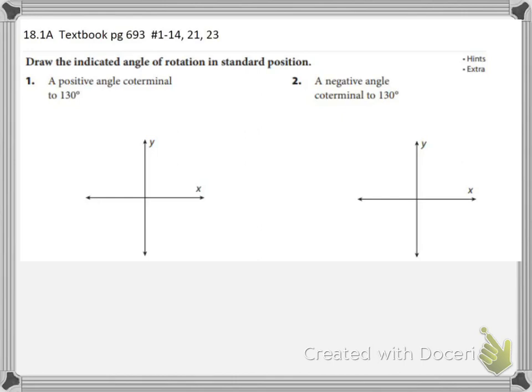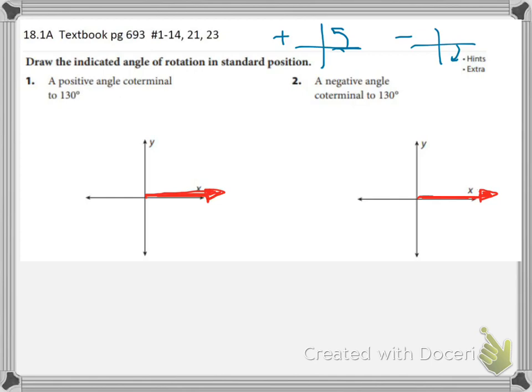And no matter what size angle they want you to draw, standard position means you start with a ray, let's call this your initial ray, on the positive side of the x-axis. There we go. I'm probably not even going to do number 1, but I'm still going to draw it in. And then you can draw your angle from there. If they ask you to draw a positive angle, you're going to start here and go upward. If they ask you to draw a negative angle, you're going to start here and go downwards.